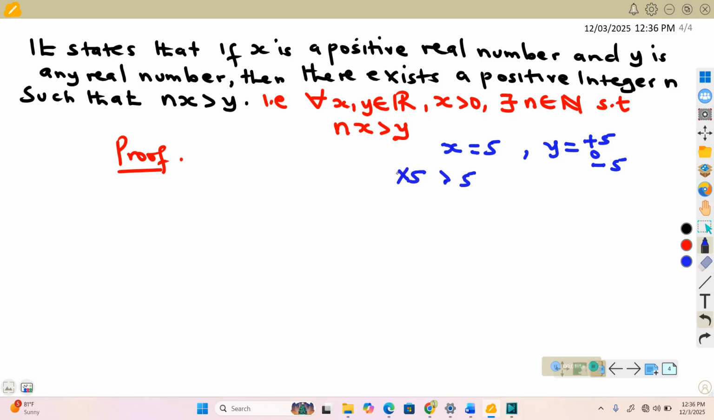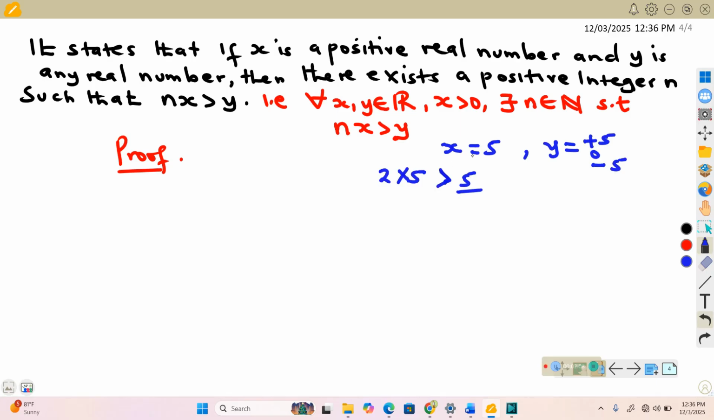Can we get a value n? Can we get a natural number n, which we multiply with this 5 here to get a number which is greater than this? Is it possible? If x is positive, for example 2, if you multiply 2 with 5, you will automatically get a number which is greater than 5.